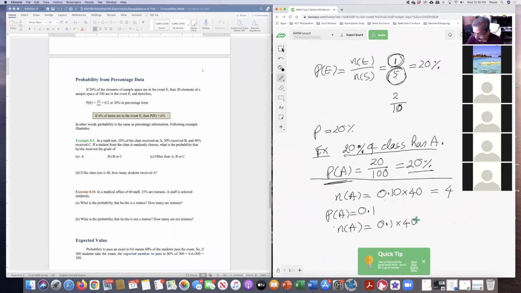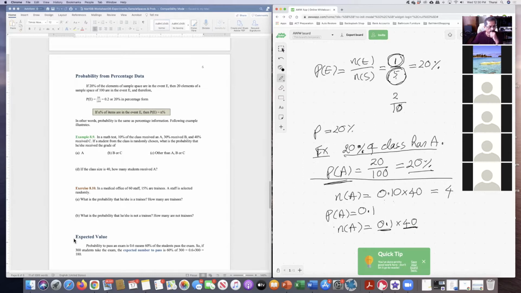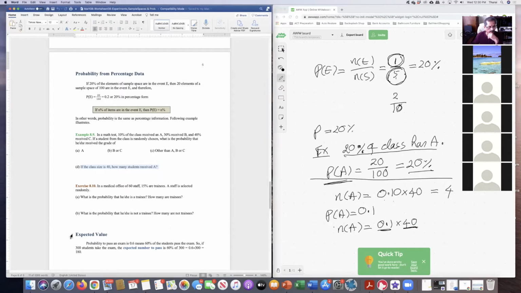So the probability multiplied by total count gives you the count of elements in the event A. Event A is getting grade A. So that's another point that is coming up under the title expected value, but I just wanted to use that example. So the answer to the question D is 0.10 times 40, which is 4.